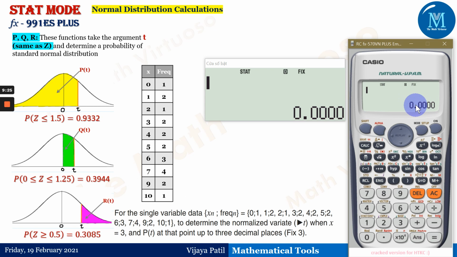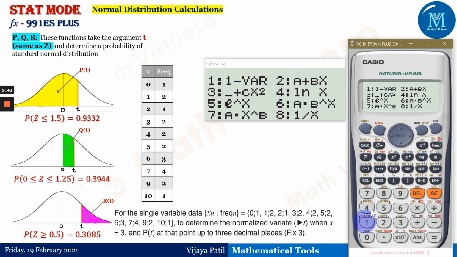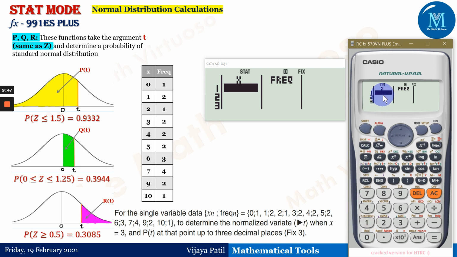So whatever calculations I'll be doing on the calculator from here onwards, that will fix automatically. The 5th digit will get rounded off because of this fix button. Okay. Now I have to take this. For that, I have to go for shift 1. Now here I have to go for the type. So if you observe type here, 1, that is the variance, or you can say one variable.